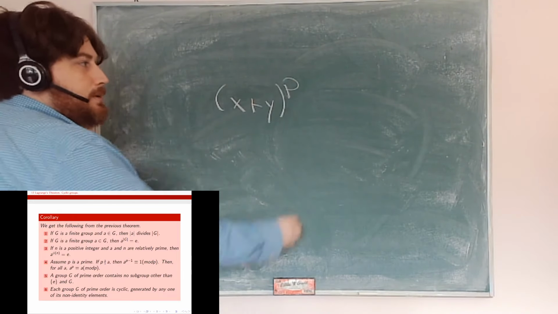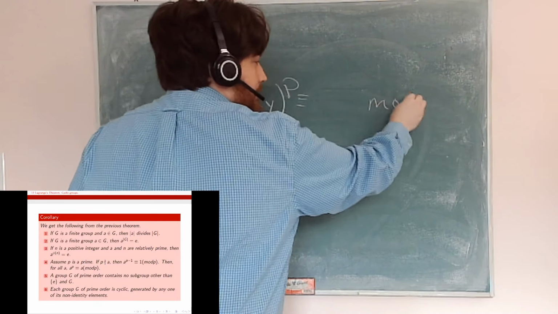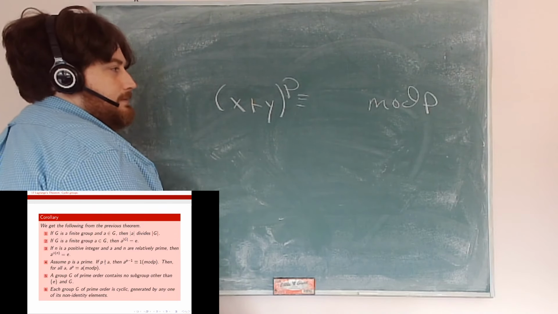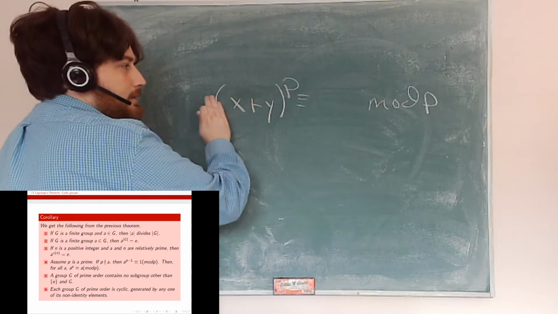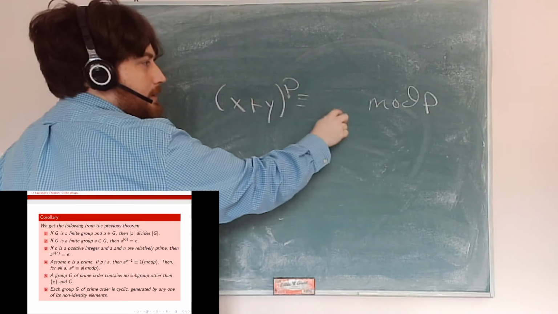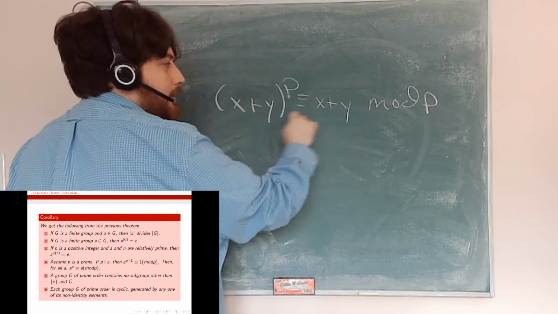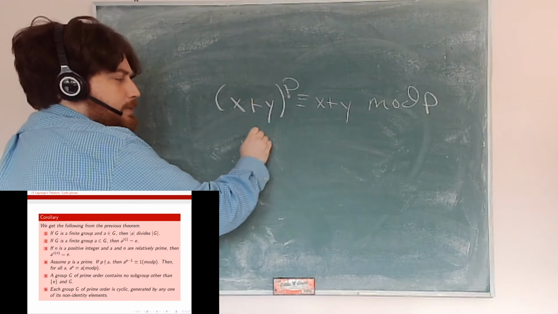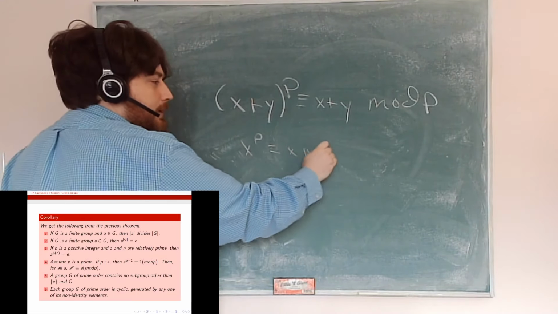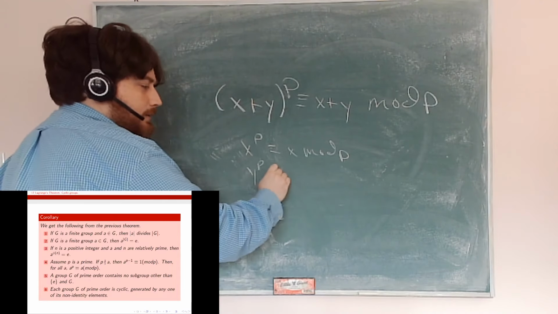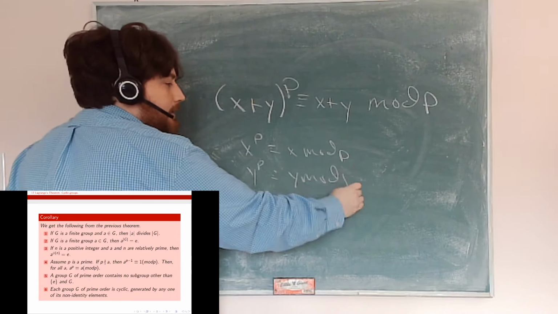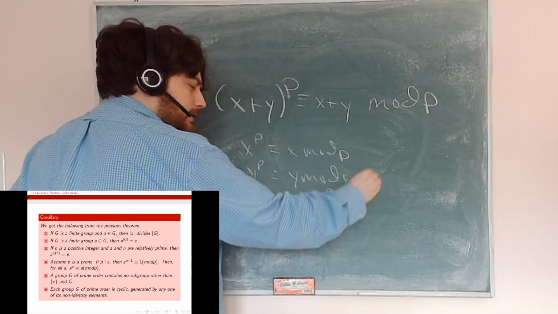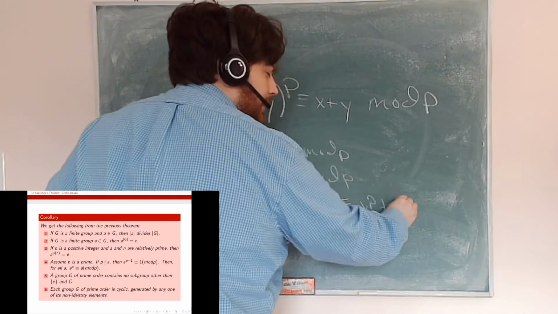What is x plus y to the p congruent to mod p? Well, according to my theorem, a to the p is congruent to a, so x to the p is congruent to x mod p, and y to the p is congruent to y mod p. So if I combine this together, x plus y to the p is congruent to x to the p plus y to the p mod p.